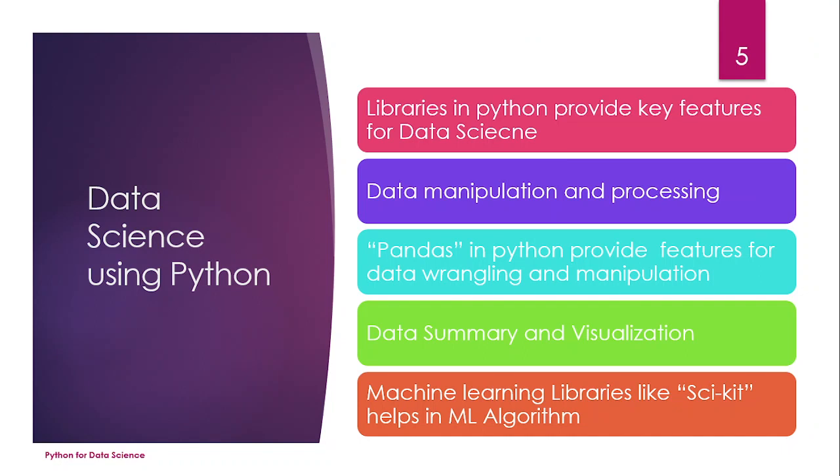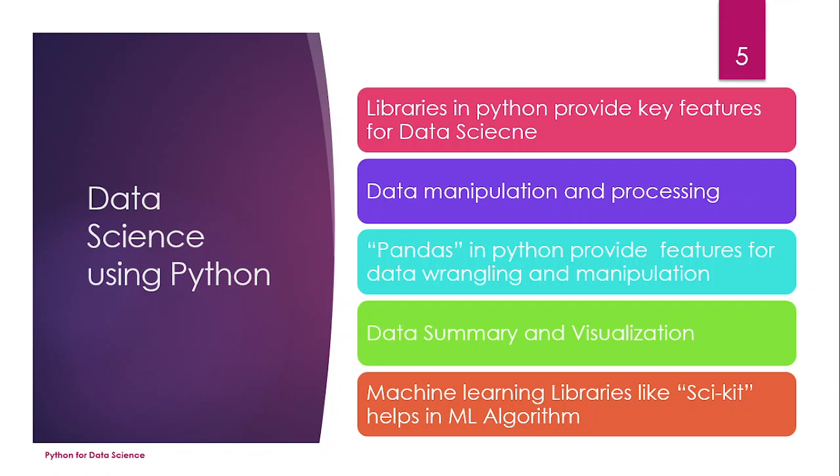And how we can make use of Python for data science. Now why is Python more and more preferred for data science? The libraries that are there in Python provide key features for data science. The manipulation and processing of any particular data happens in a much better and more robust way using Python. For example, pandas, which is one of the libraries or modules in Python, has features for data wrangling and manipulation.